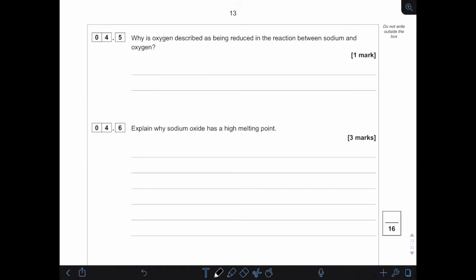4.5, why is oxygen described as being reduced? So remember OIL RIG: reduction is gain of electrons, and we know the O has gained 2 electrons to form O2 minus, which is a reduction reaction, right? So that's why it's reduced.